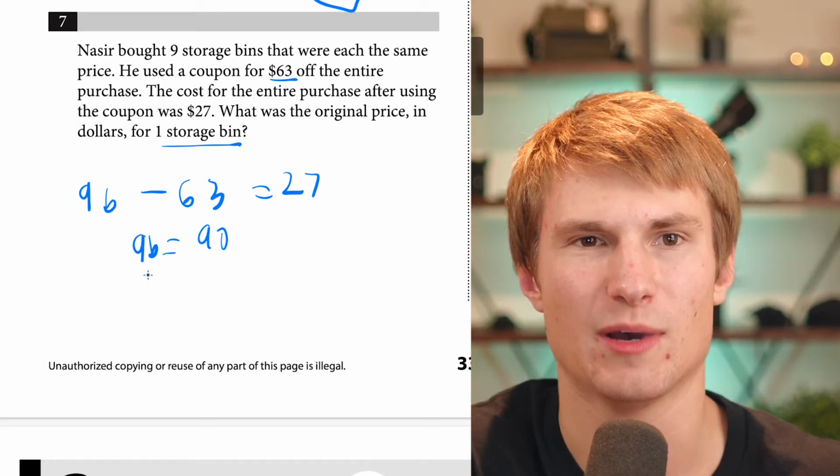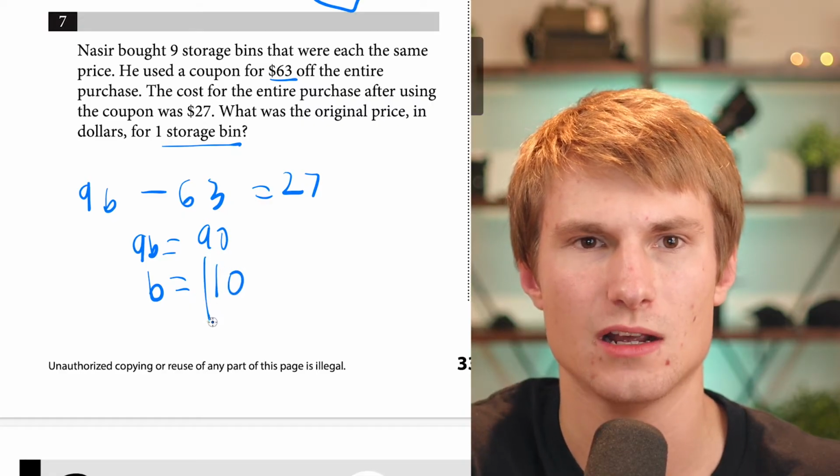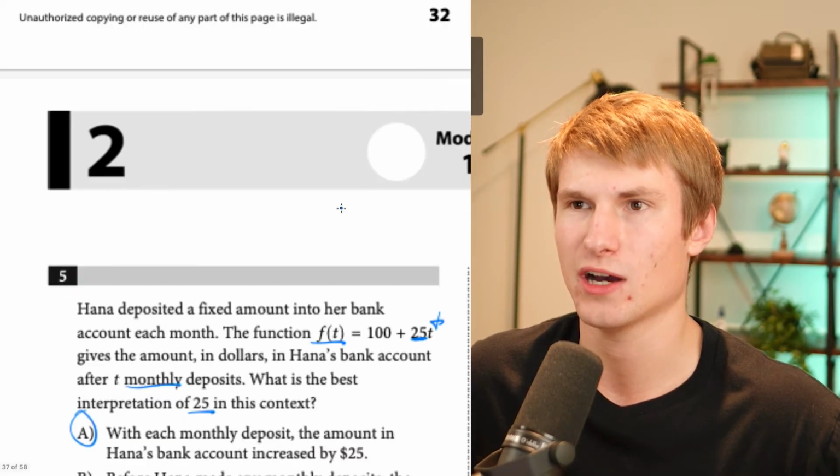From there, we'll divide both sides by 9 to isolate the value of B. 90 over 9 will give us 10. So 1 bin costs $10. We can move on to question number 8.